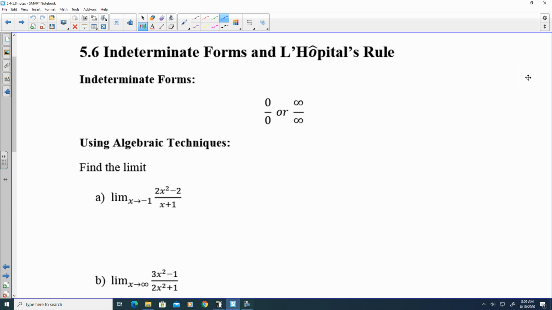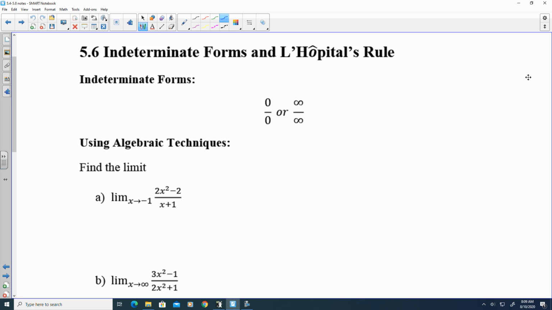All right, we are going to switch gears a little bit. In section 5.6, we are back to dealing with limits, which is kind of a nice shift for a little while. And the limits specifically are in indeterminate forms. And there's a special rule that we'll have to do to deal with those.